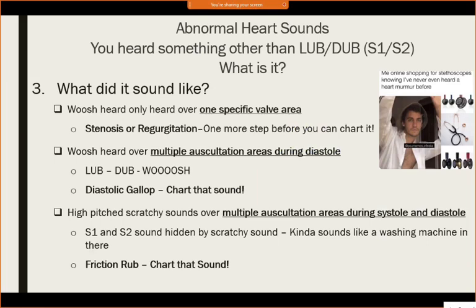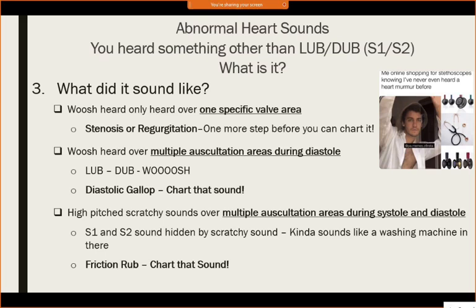So when you hear it over one specific valve area, we need to decide whether it's stenosis or regurgitation, and then we can chart the sound. If it's heard over multiple areas during diastole, we hear lub-da-boof in the aortic area, lub-da-boof in the pulmonic area, lub-da-boof in the mitral area. We're hearing it everywhere. You are so lost. Can you draw any pictures? I'm going to put this all together, and we're going to do examples. I think that will help.